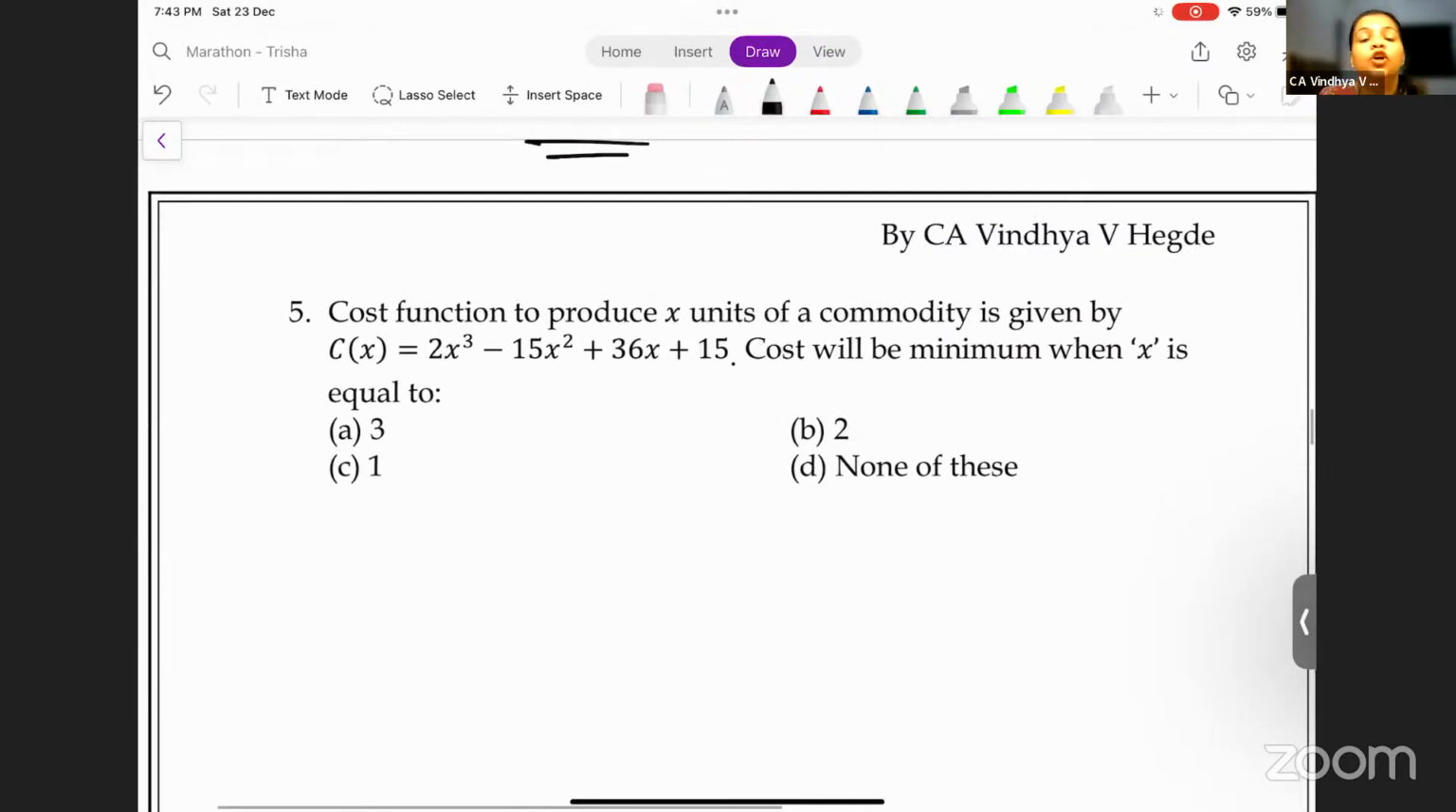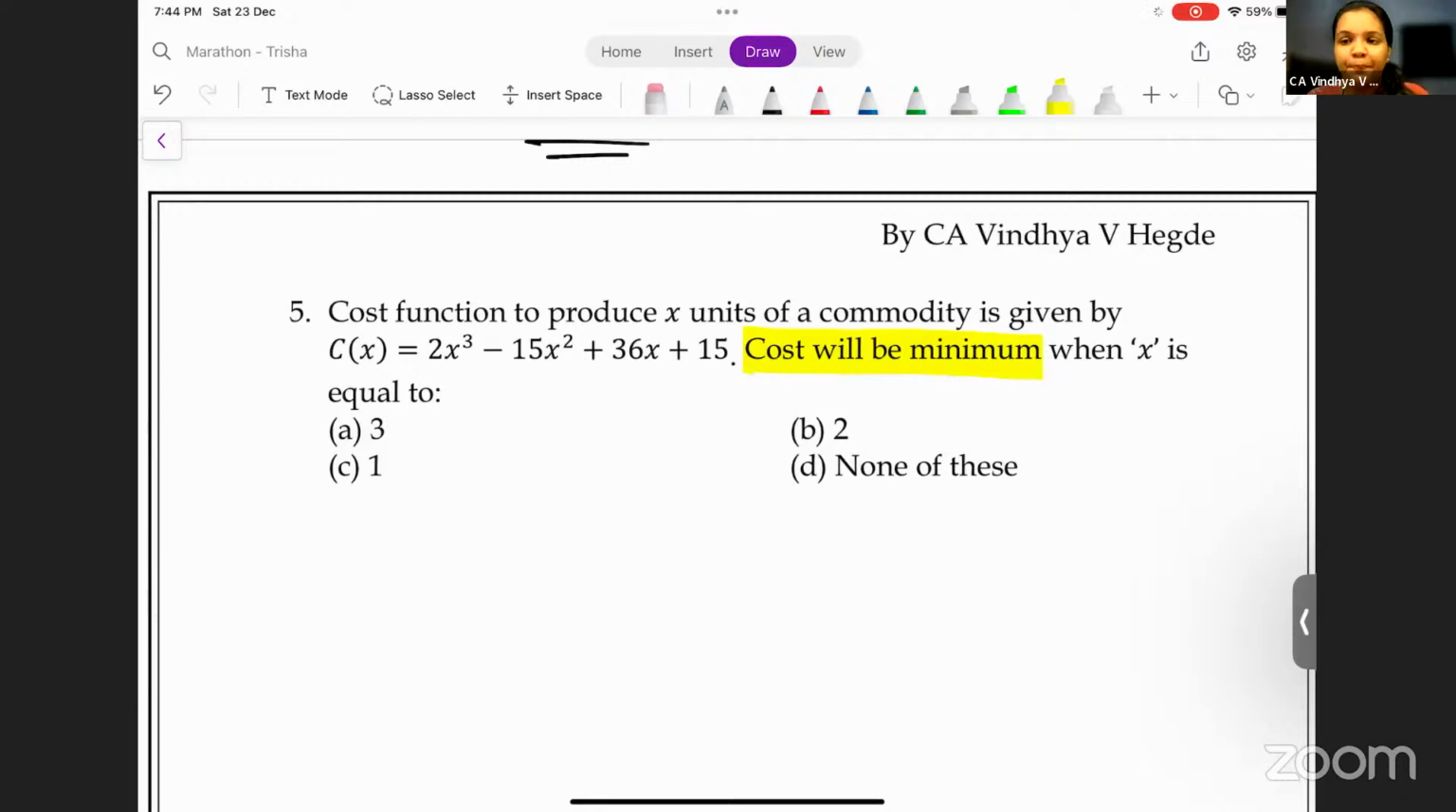Next question. The cost function to produce x units of a commodity is given by C(x) = 2x³ - 15x² + 36x + 15. The cost will be minimum when x is equal to. When is the cost minimum is what you have to find. Now, let's keep it simple. They have asked us, cost will be minimum.